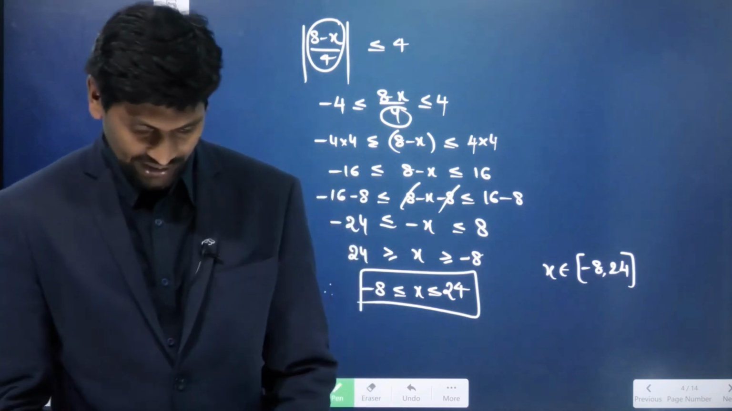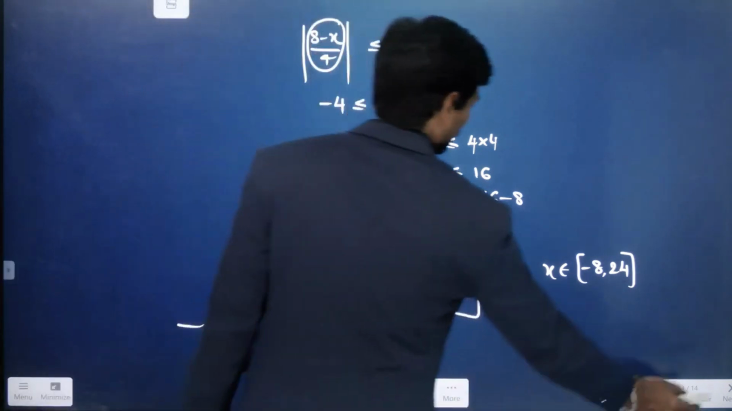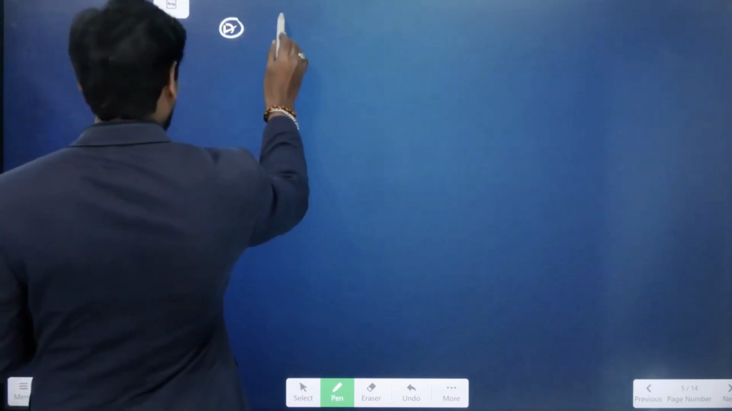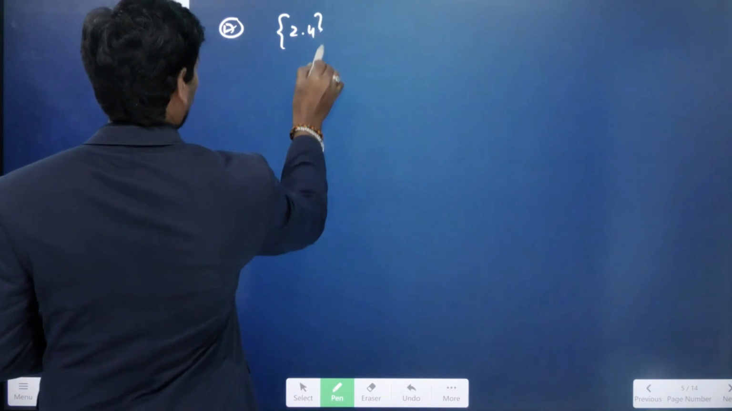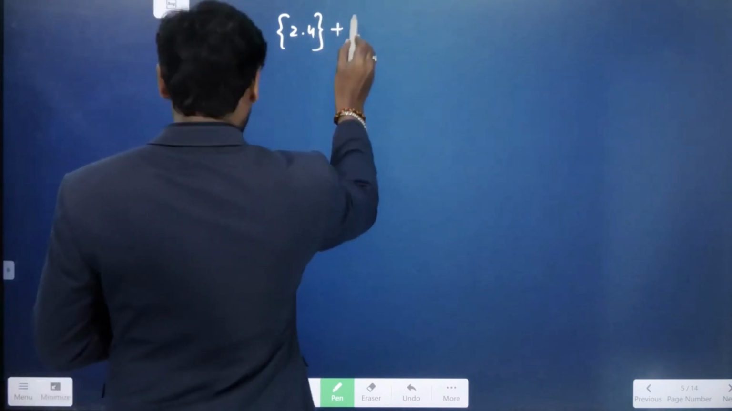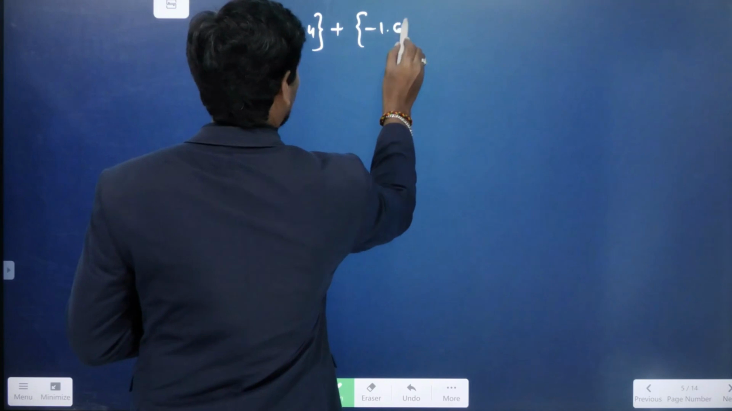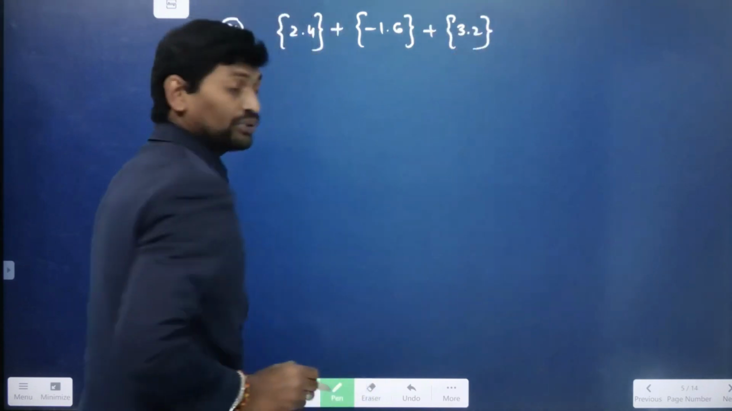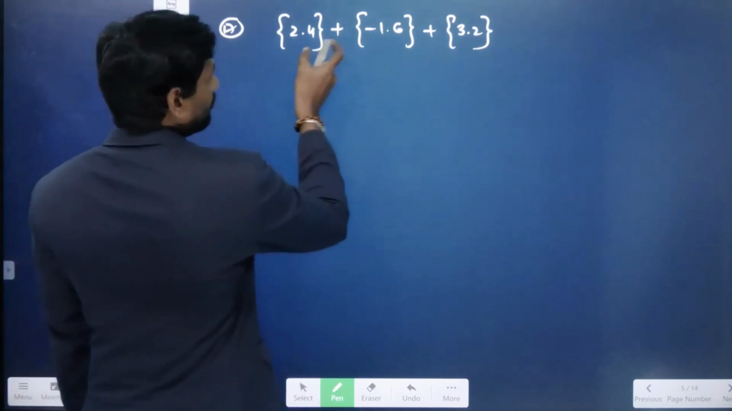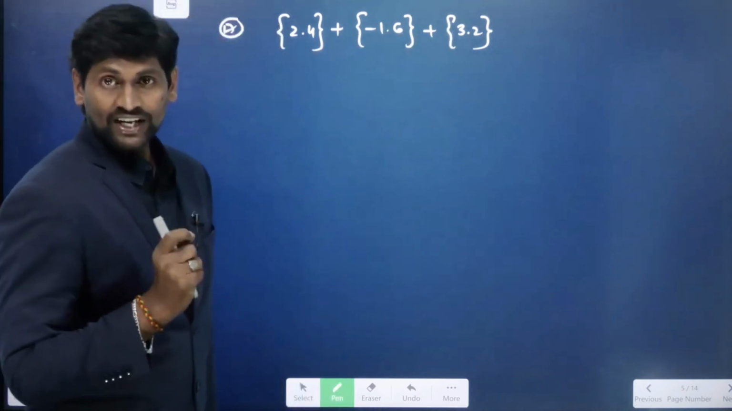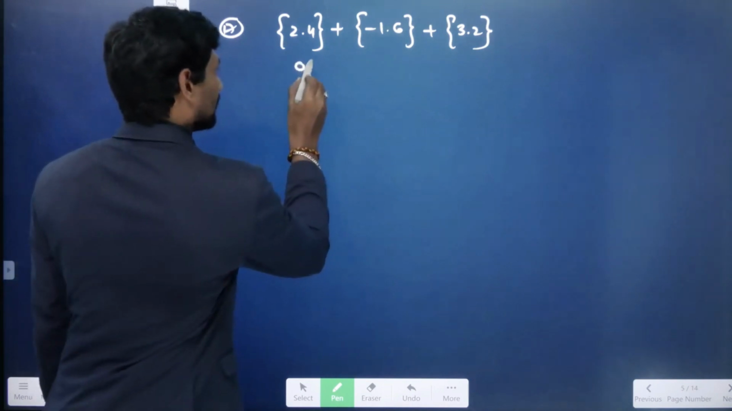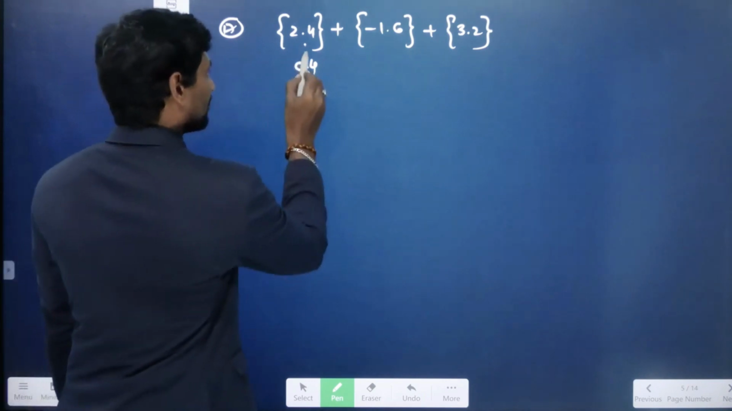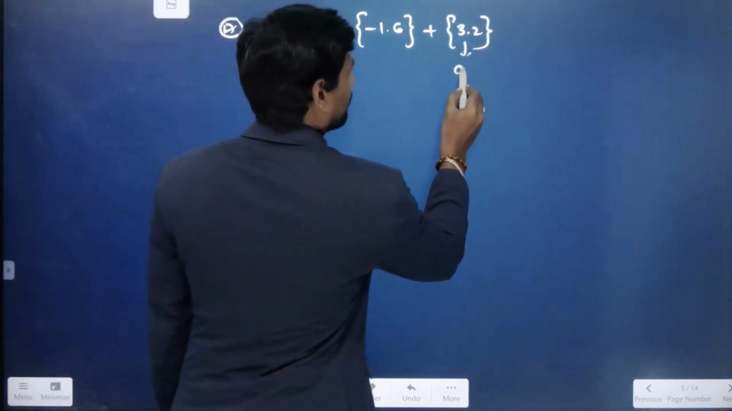Now let us go to the next problem. That is the 17th one: fractional part of 2.4 plus fractional part of minus 1.6 plus fractional part of 3.2. So we need to identify this value. For positive values, we can directly recognize the fractional part. It is 0.4 for 2.4. So remove the whole number, and we will have 0.4 here. And this is also 0.2.